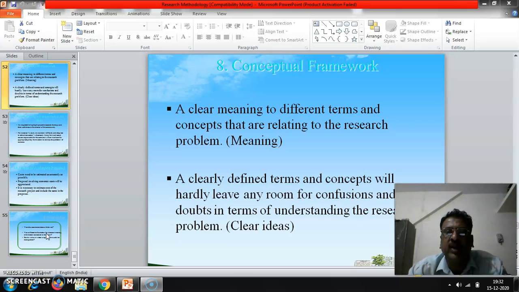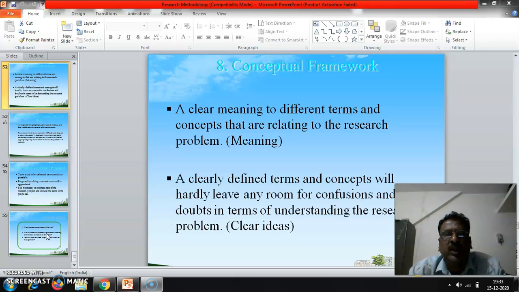Clearly defined terms and concepts will hardly leave any room for confusion and doubt in understanding the research problem. So we have to do proper intellectual work, the joy of doing creative work. You should not leave room for confusion; concepts and terms should be properly used.